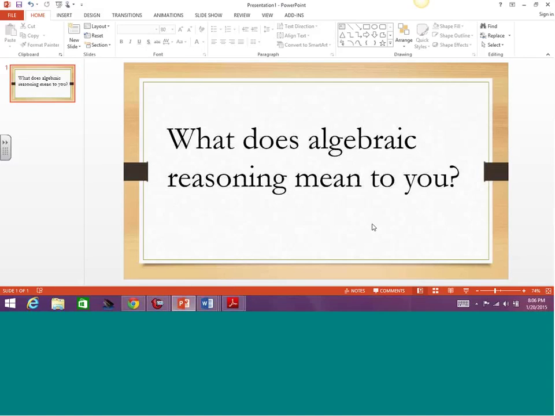So we really wanted to get an idea of what other teachers, what you guys feel algebraic reasoning means in your own classroom or in your teaching methods. So does anybody have anything for us that they would like to share? And Matt, I can't see that chat window, so if you can pull anything, that'd be awesome. I'm working on it right now for you.